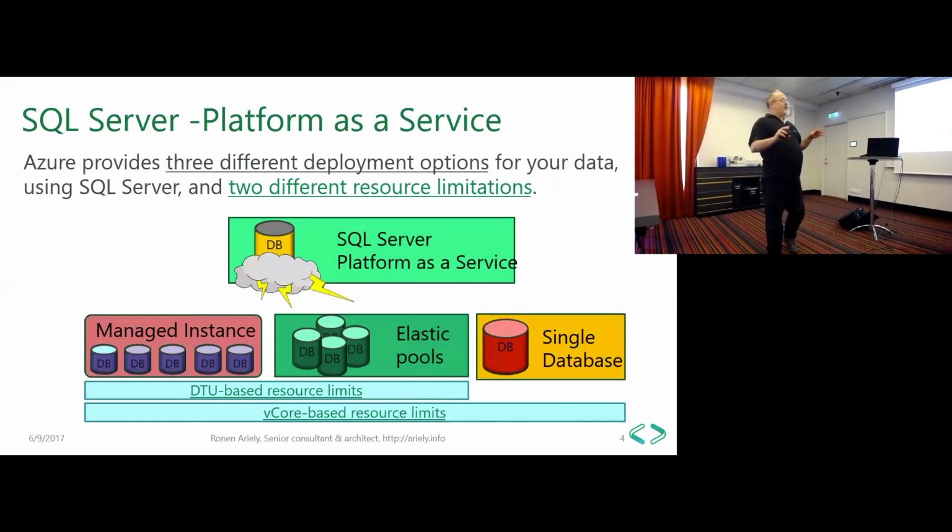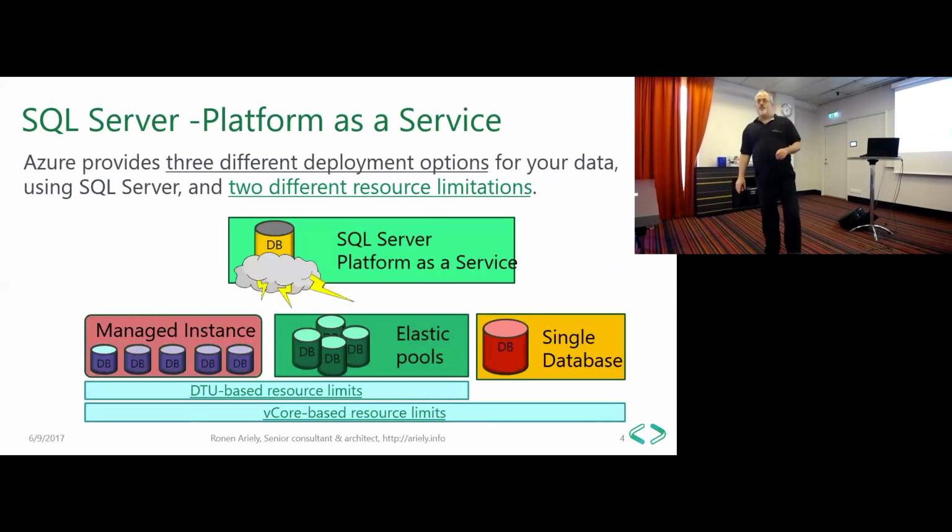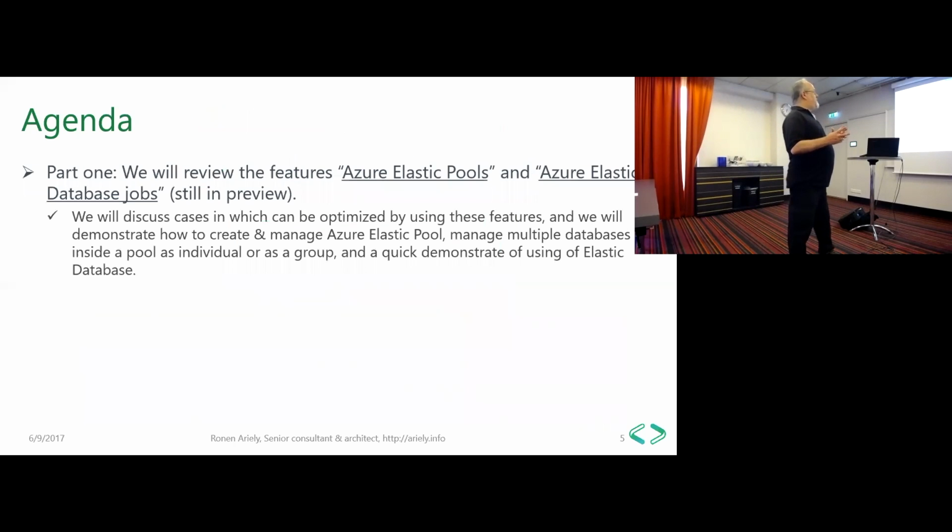Let's assume that you already decided that you are using Azure SQL Database as a service. You still have 3 different options of deployment to choose from. The first option, the most common, is to manage each database separately as Azure SQL Database. The third option is a new one named Managed Instance. I will mention it at the end of the lecture. During the next 50 minutes or so, I will focus on the second option, which is using Elastic Pools.